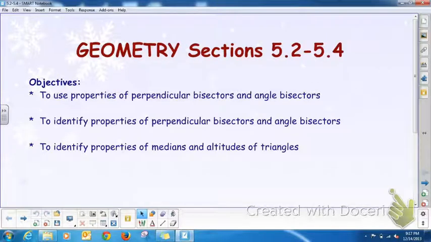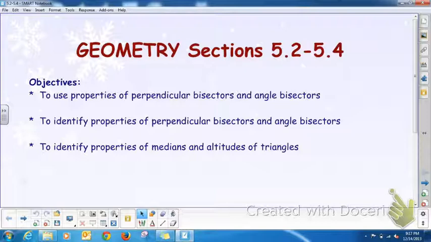This is sections 5.2 through 5.4. We're actually going to discuss 3 sections today. These are all about special segments that are included in triangles and their relationships. So we're going to explore them all through these notes, and then we're going to do an activity in class.